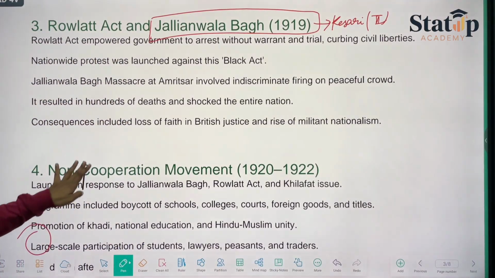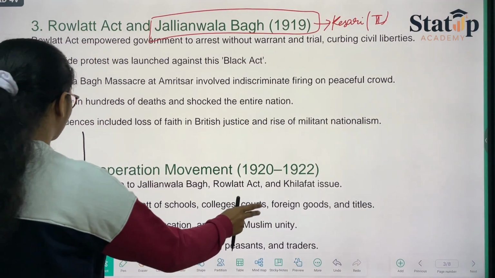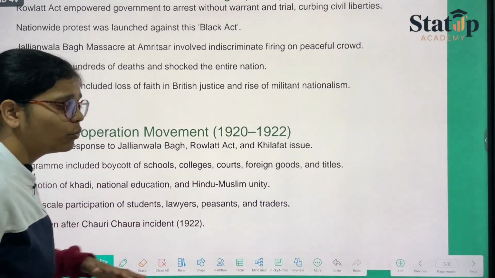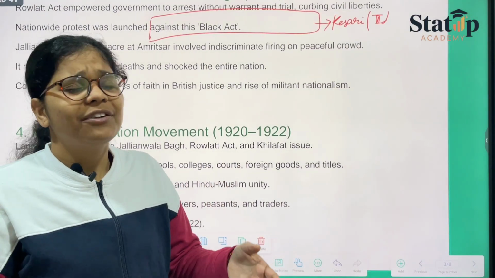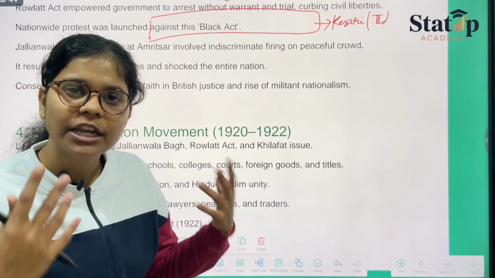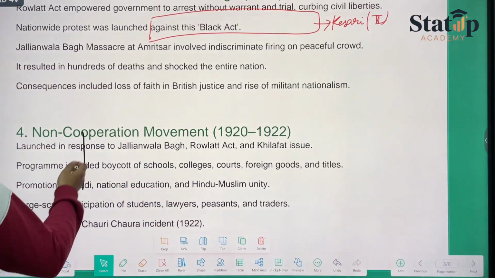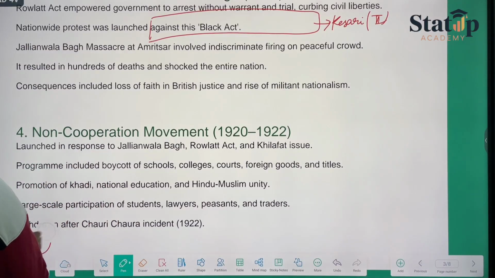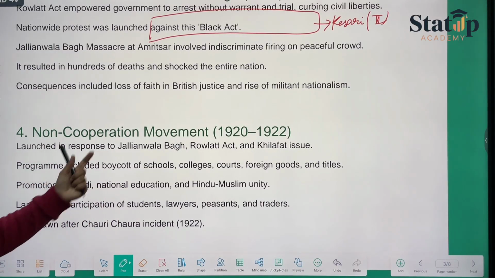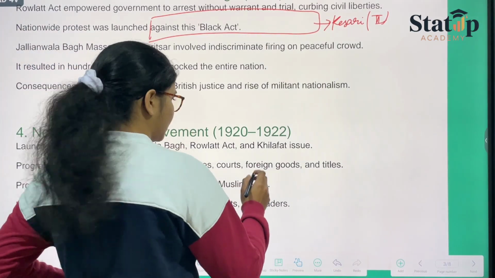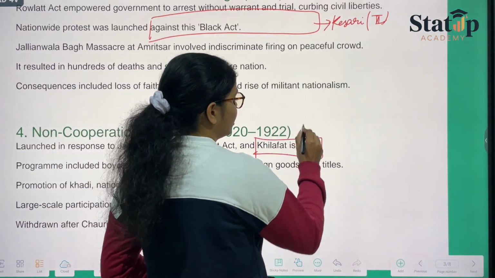So coming to the non-cooperation movement, the term itself tells what is meant by non-cooperation: that we will not be following your rules, your regulations, any of those things. That is basically what the non-cooperation movement states. It was launched after the Jallianwala Bagh tragedy, the Rowlatt Act and the Khilafat issue. Okay, the Khilafat issue has its own story.